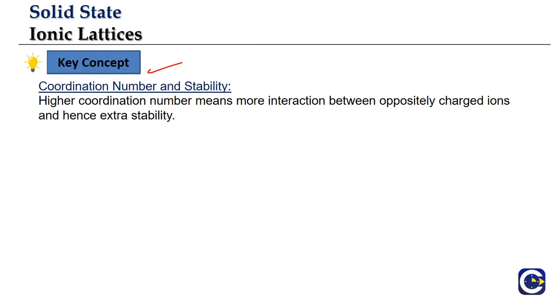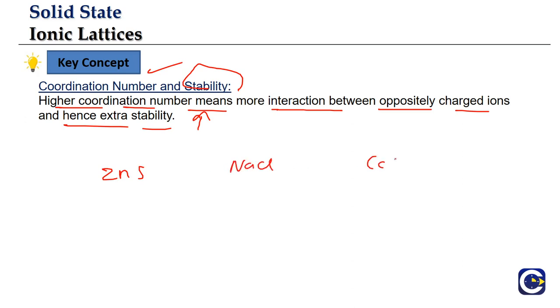And this is what we have been talking about, the importance of coordination number with regard to the stability of the lattice. If you have a higher coordination number, what is the exact meaning of that? It basically means that a cation is having more attractive forces with anions, or an anion is having more attractive forces with cations. So overall there will be more interaction between oppositely charged ions. More attractive forces between the oppositely charged ions, hence that will mean what? Extra stability. So higher coordination number will basically mean extra stability.